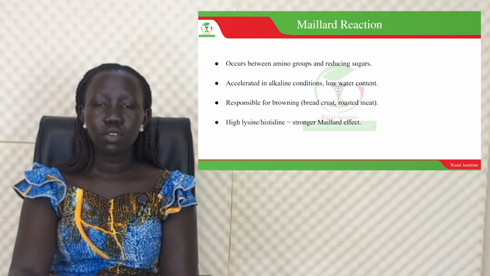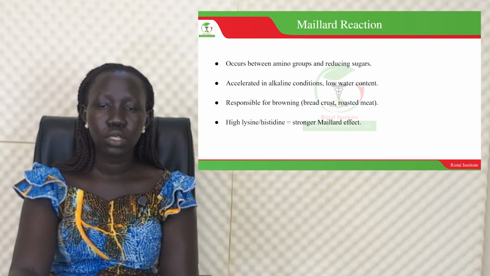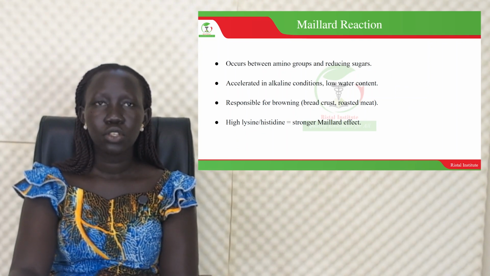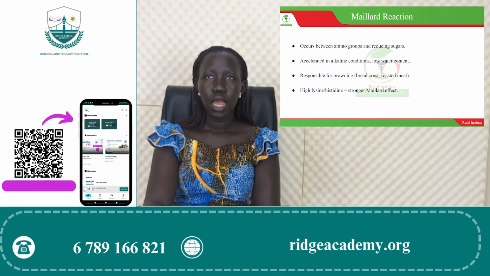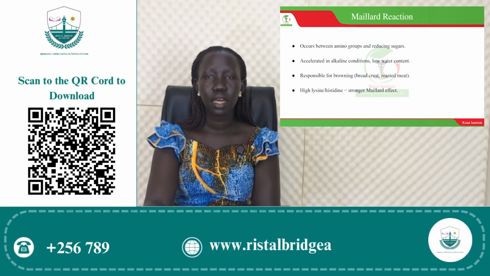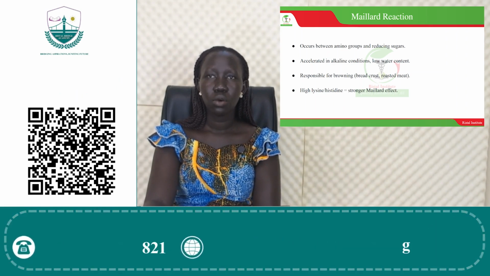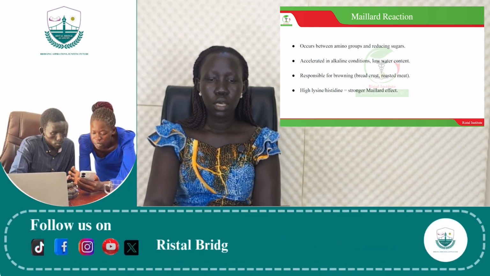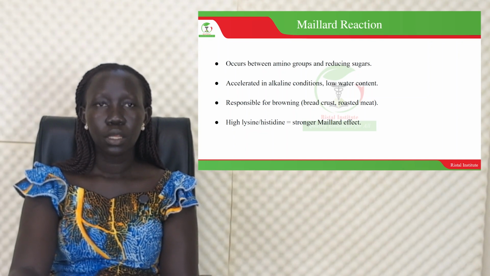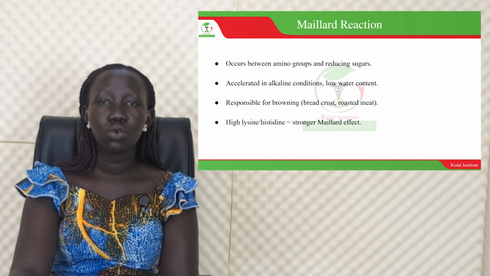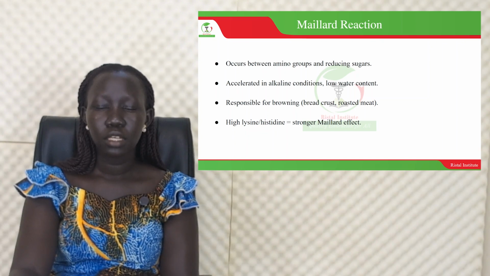Maillard's reaction is one of the important reactions in food processing involving proteins, and we said it occurs between amino groups and reducing sugars. And this reaction is accelerated in alkaline conditions and in low water content. It is responsible for browning, whereby you see the bread crust is brown, and then also roasted meat. High lysine or histidine equals a stronger Maillard effect.